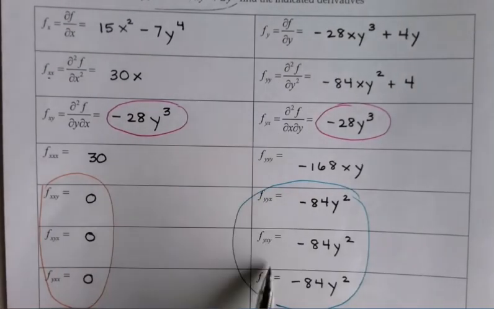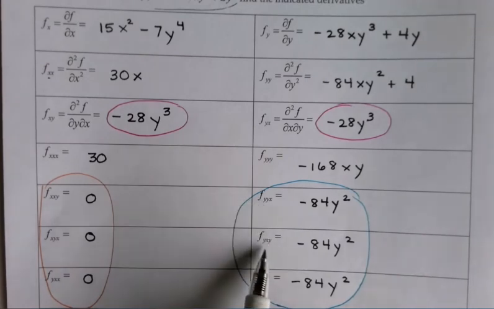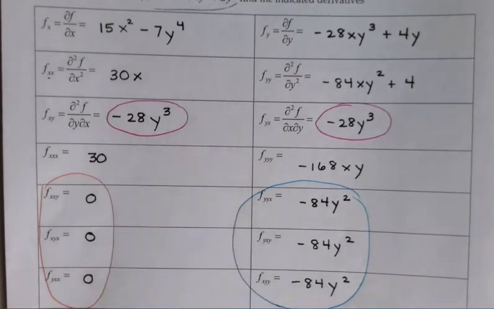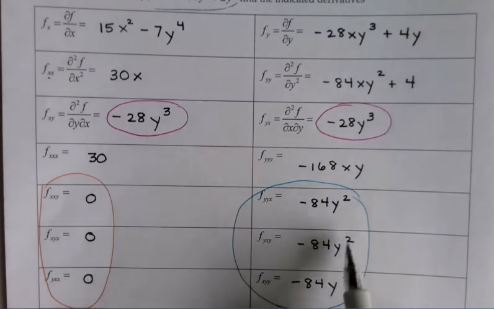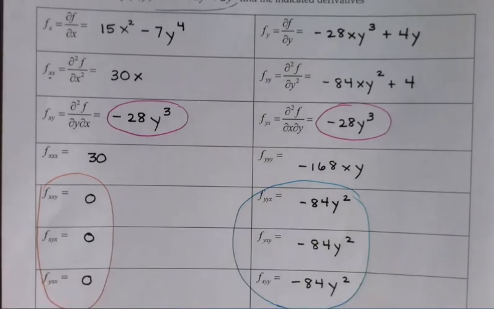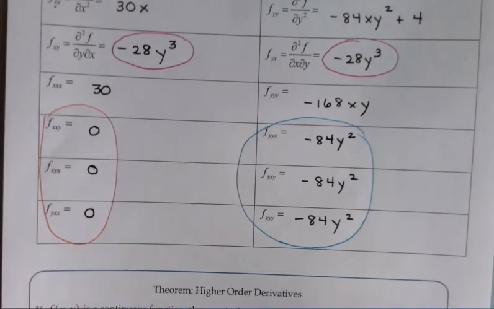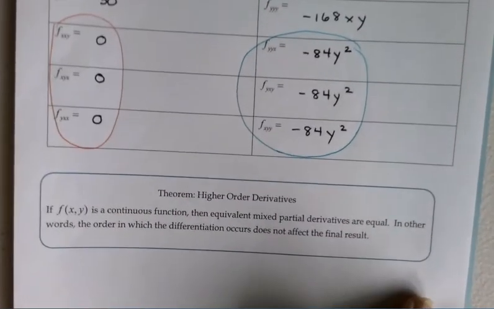Again, all of these had 2 derivatives with respect to y, but 1 with respect to x. And the order didn't matter. I got negative 84y squared every time. Now I know that's just one example, but I am going to tell you it works every time. And if we stated that result as a theorem, it would look like the theorem at the bottom of this page.